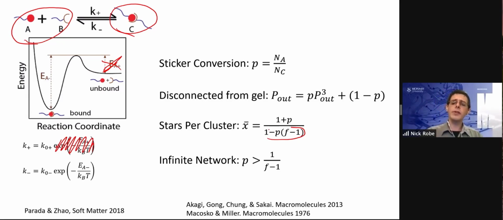You can note from this expression that if the probability of a sticker being stuck, that conversion ratio, is higher than 1 over the number of arms on our star minus 1, F is the functionality of the star as a whole, then the average cluster size diverges and we get a system spanning network, or a gel. So in our case, F is 4, excuse me, so any sticker conversion rate higher than 1/3 forms a gel.